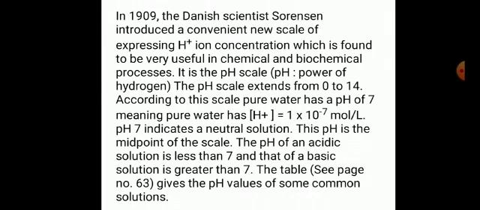The pH scale extends from 0 to 14. According to this scale, pure water has pH 7, meaning pure water has H plus concentration equal to 1 multiplied by 10 raised to minus 7 mole per liter. pH 7 indicates a neutral solution. This pH is midpoint of the scale. The pH of an acidic solution is less than 7 and that of basic solution is greater than 7. Clear to you all?